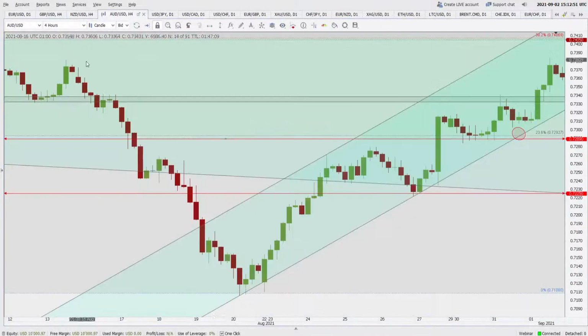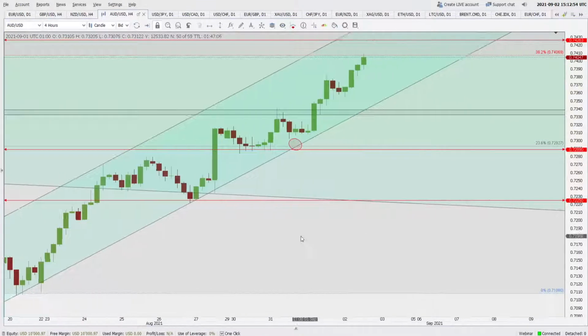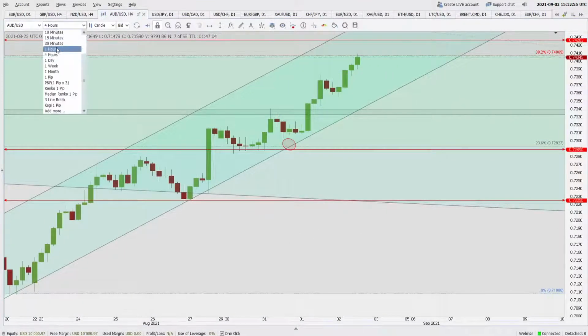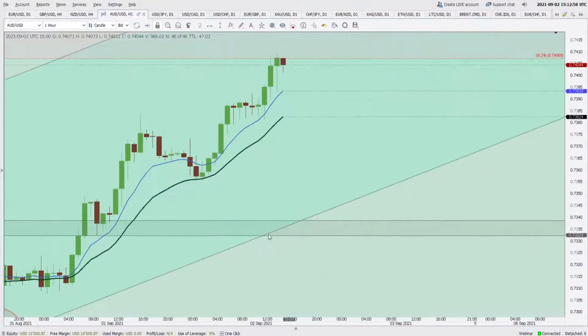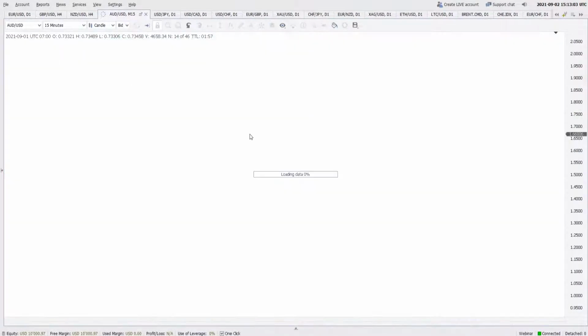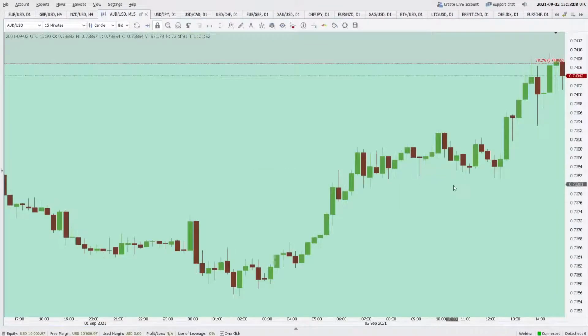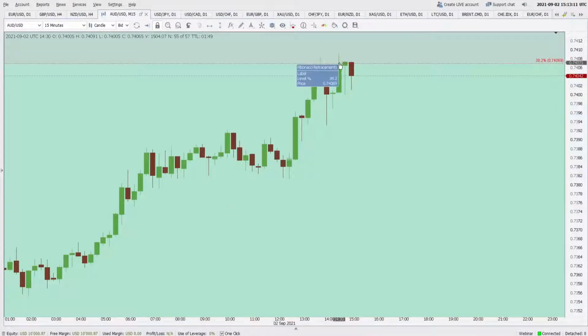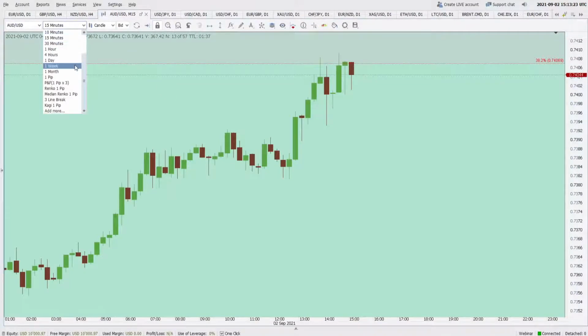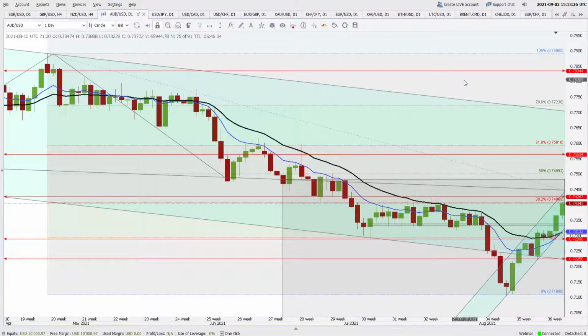Even though I have not checked the 4 hourly and 1 hourly, I'm expecting a lot of profit booking at this area. No wonder, because see what has happened here already. I will switch it to 15 minutes and let us see if it was happening there. See, from here the price has reversed, and now it is trying to go higher, but I'm expecting more sell off. Whenever you get a price near 0.7406, I think more and more sellers will emerge to sell the Australian dollar against the US dollar.